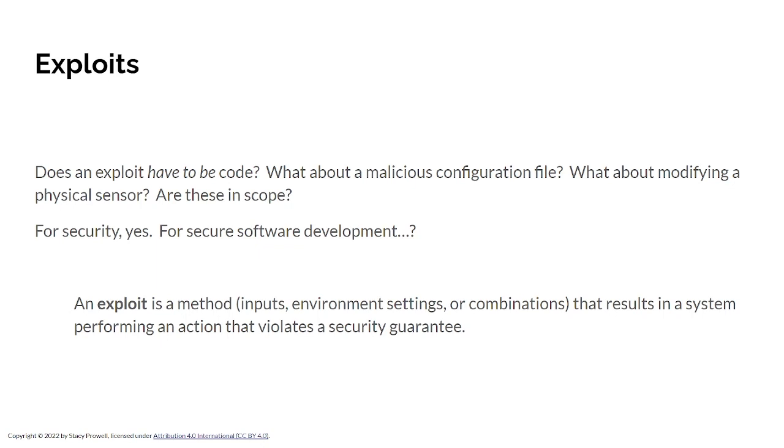And I would argue that for security, yes, they are. For secure software development? Maybe. It depends what you're trying to do. Maybe I should be verifying sensor settings, verifying configuration files in some way before I take them for granted. An exploit is a method, inputs, environment settings, or combinations that results in a system performing an action that violates a security guarantee. That's the definition I'm presenting to you here. I do something, and that something results in the system performing an action that violates some security guarantee, and that presumes that I know what the security guarantees even are.